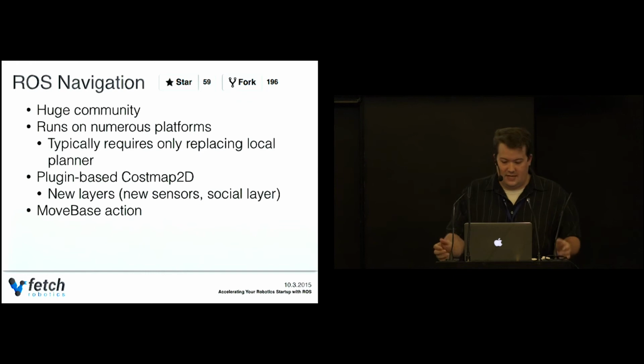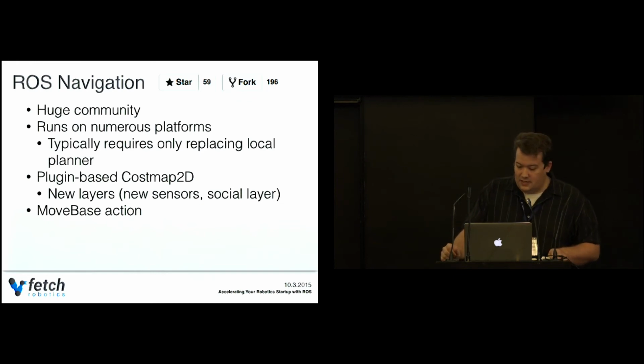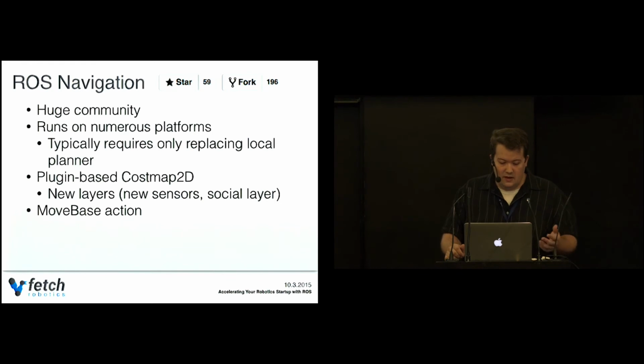These all run navigation. Typically, getting it onto a new platform really only requires tweaking parameters or possibly replacing the local planner if you don't have, say, a diff drive base or a holonomic base. It is plugin based. The costmap_2d is all plugins for each of the layers. You can change them out. You can put new layers in for new sensors. David Lu has added something like the social layer in his PhD work, and so you can do all sorts of really interesting things with the nav stack.